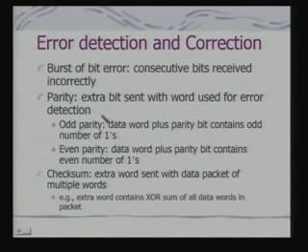So, what is a burst bit error? Consecutive bits received incorrectly. Okay. Now, typically we use data level tools to check whether we have correctly received the bits or not. So, the most common mechanism is parity.